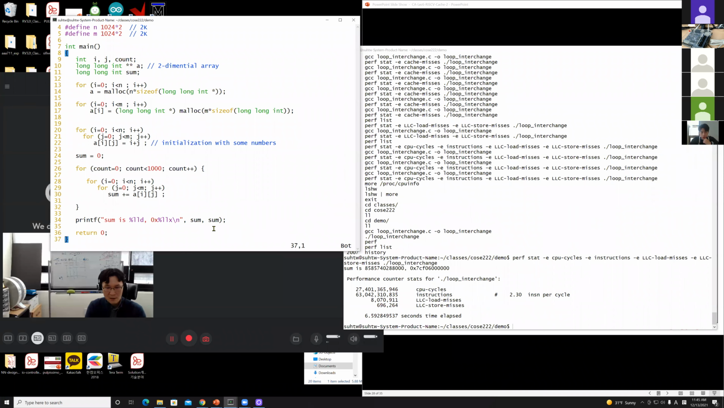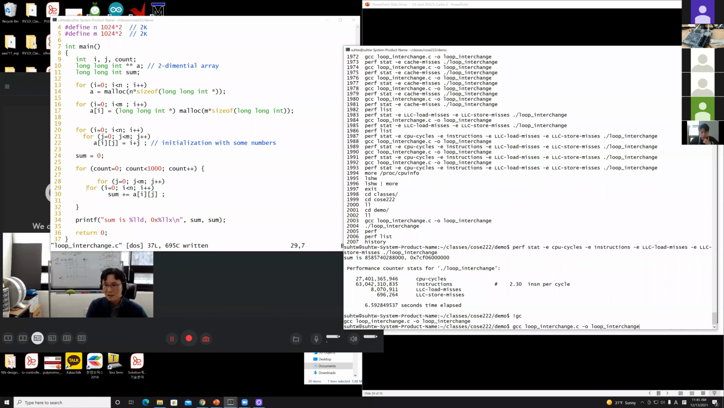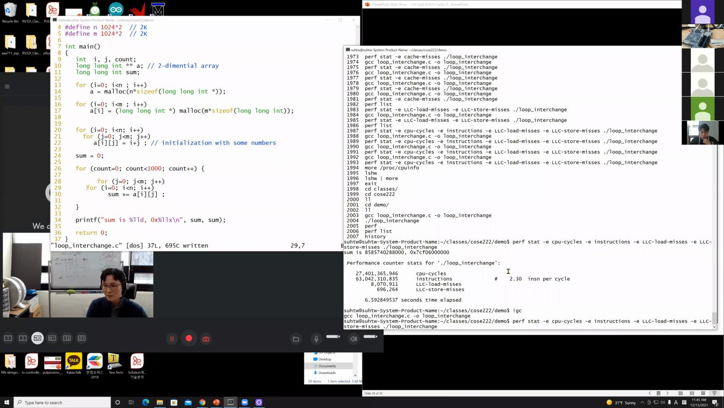So let me simply change. Let me make it cache unfriendly code like this. I simply switch these two. Here, J is fixed, meaning column is fixed. And the inner loop is incrementing row. So it is cache unfriendly code, okay? So store it and compile it with GCC, and run the same program, right? Superb.